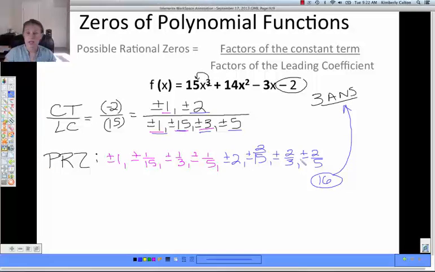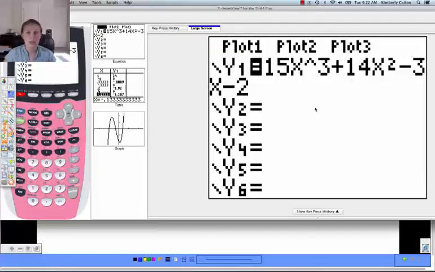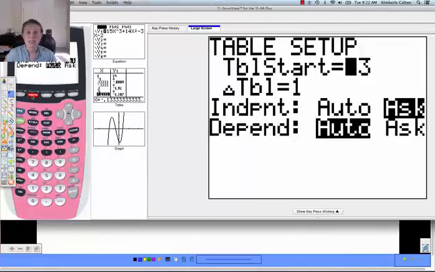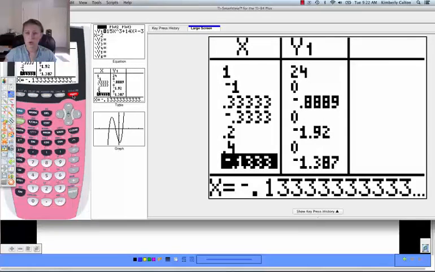And we know out of these that only 3 of those could be real answers. So to figure out which ones are real, we want to use our calculator again. And again, notice that I've already plugged in the equation 15x cubed plus 14x squared minus 3x minus 2. Also notice that I've already gone to second table set and set it to ask for the independent variable. And then I'm going to go to my table and start plugging in values. Well, just by looking at this, I can see that I've already got a 0, a 0, and a 0 for some numbers that I've already plugged in.